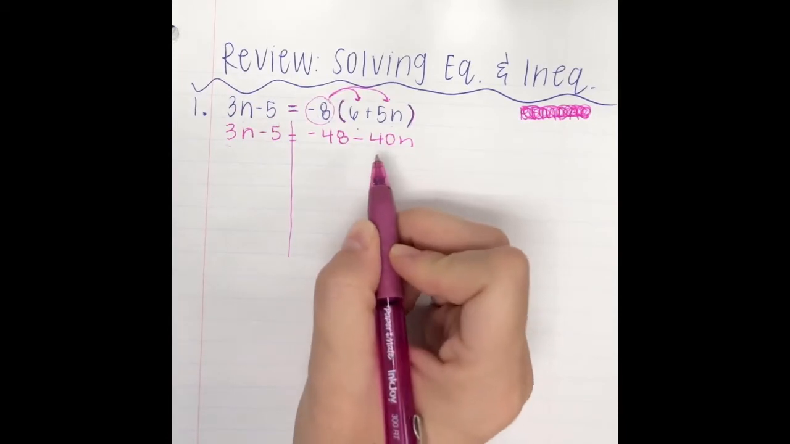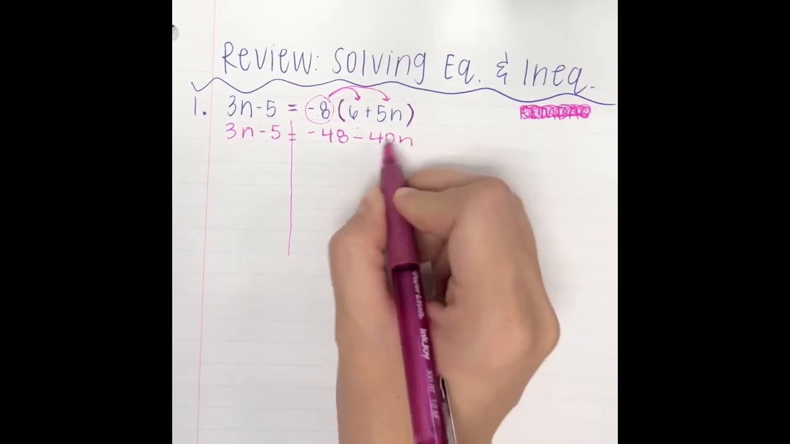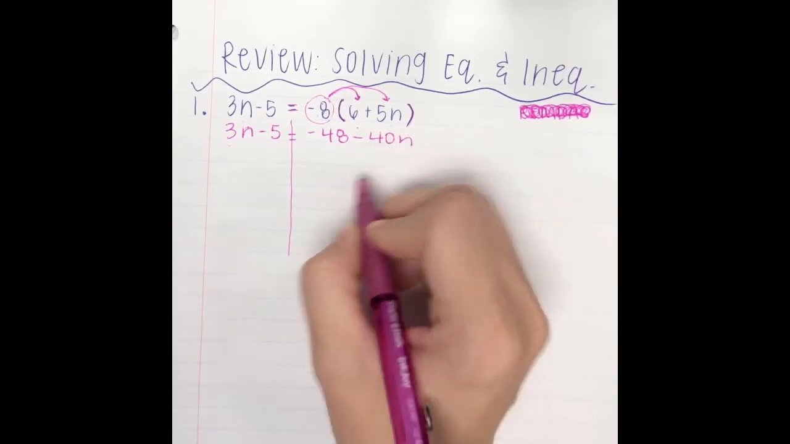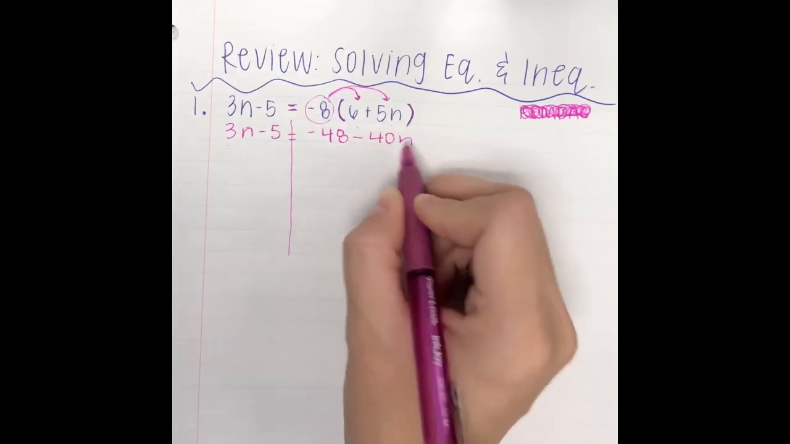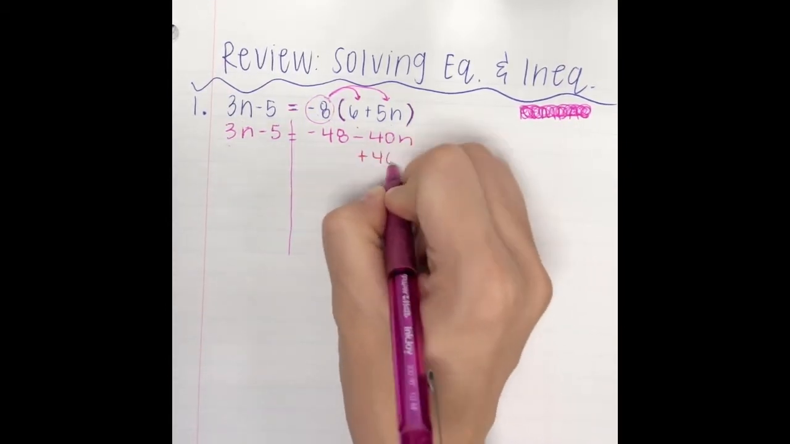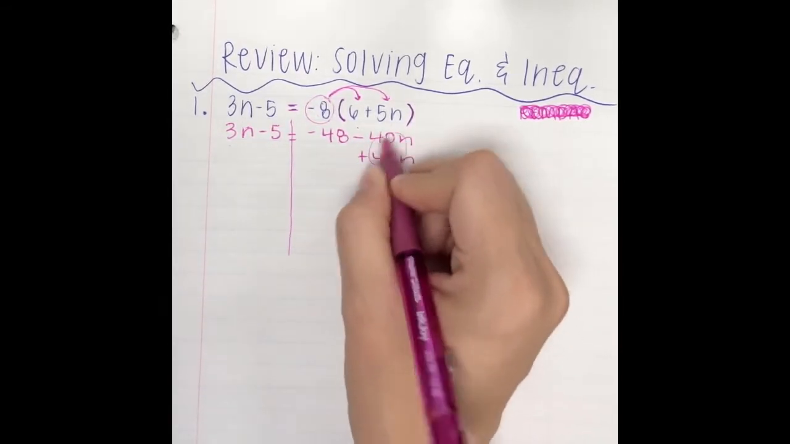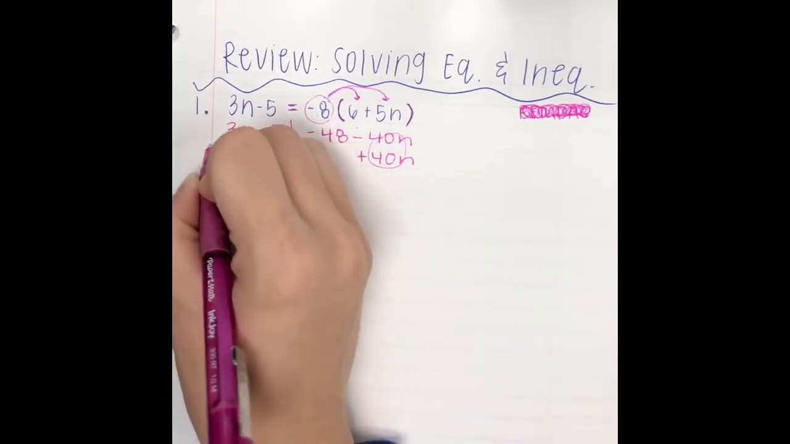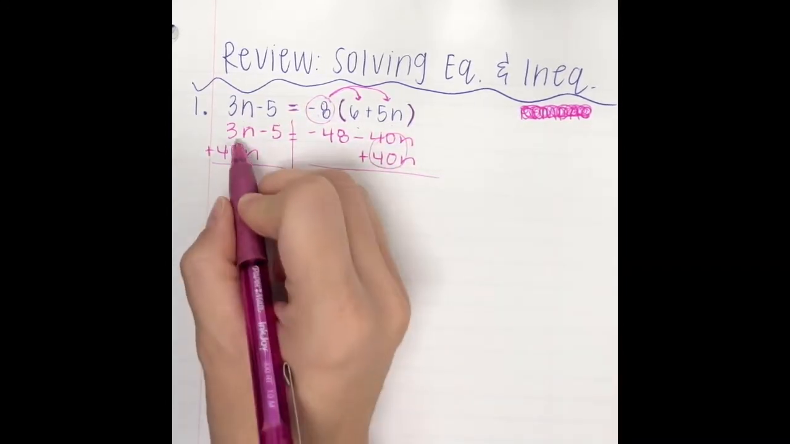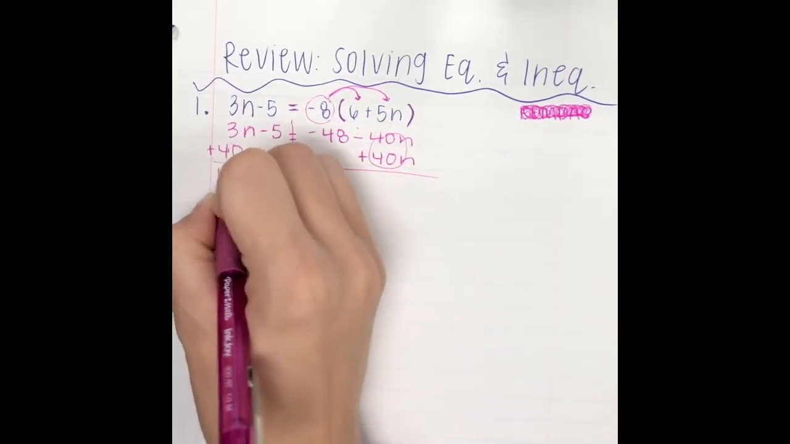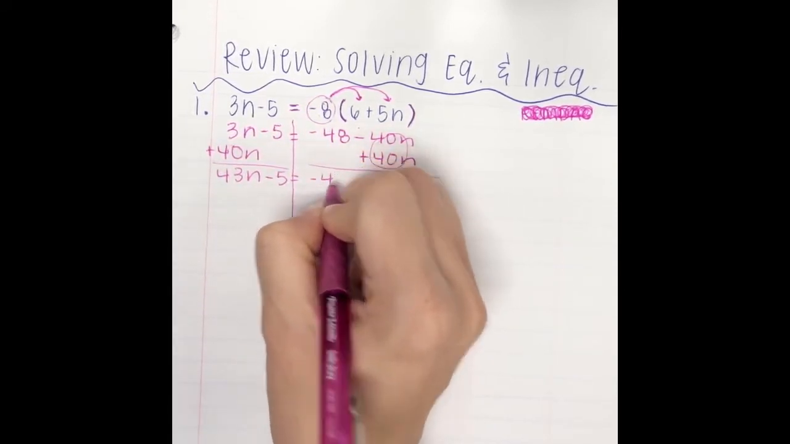So let's say I wanted to move all my n's over here to the left side. Well, that would mean I would need to move this n over. I would need to cancel it out from the right side. So to cancel out a negative or a minus 40n, we would do the opposite and we would add 40n, because a negative 40 plus 40 is 0. And whatever I do to the right side, I have to do to the left side. So a 3n plus 40n gives me a 43n minus 5 equals a negative 48.